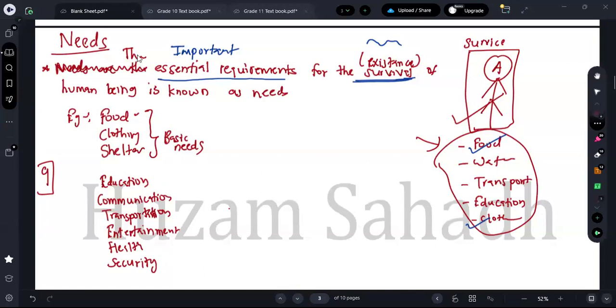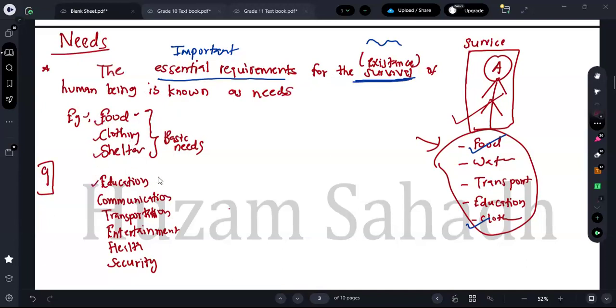For the needs, you can write the definition. The essential requirements for the survival of human being is known as needs. What is meant by needs? The essential requirements. Essential can be important. Survival means living. So what are the examples we have? We have food, clothing, shelter. You all know these things.